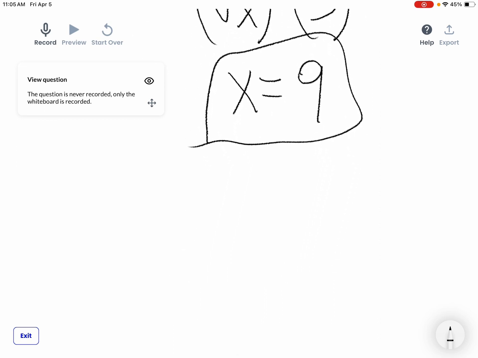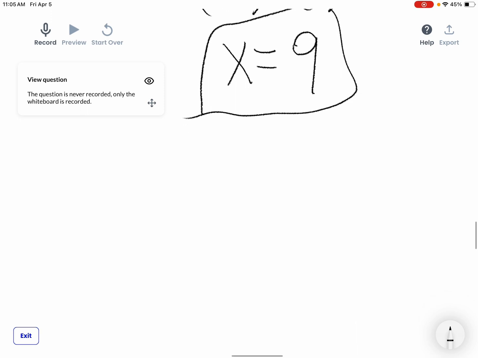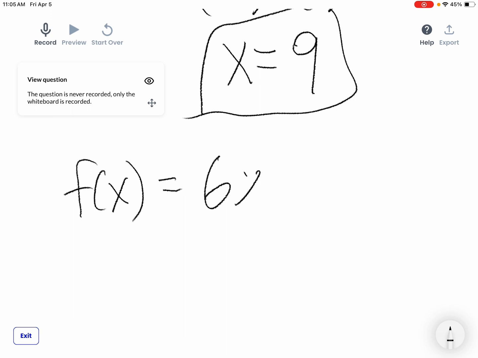Let's take a look at another problem here that you might see on your upcoming exam. We were asked to find the inverse of a function. So let's do 2 here. The first one, let's have f of x equal to 6x plus 13, and we're asked to find the inverse.